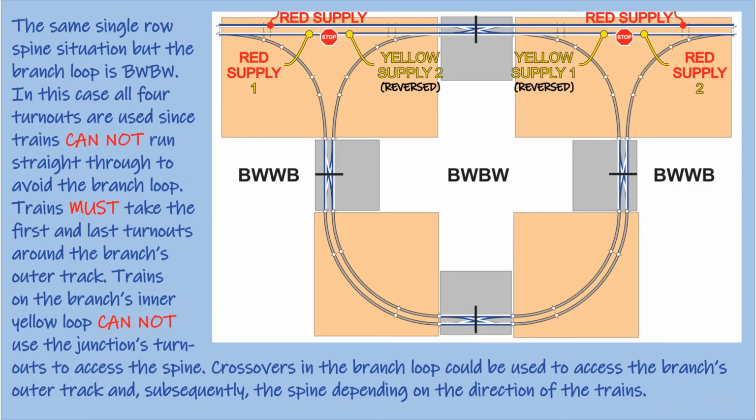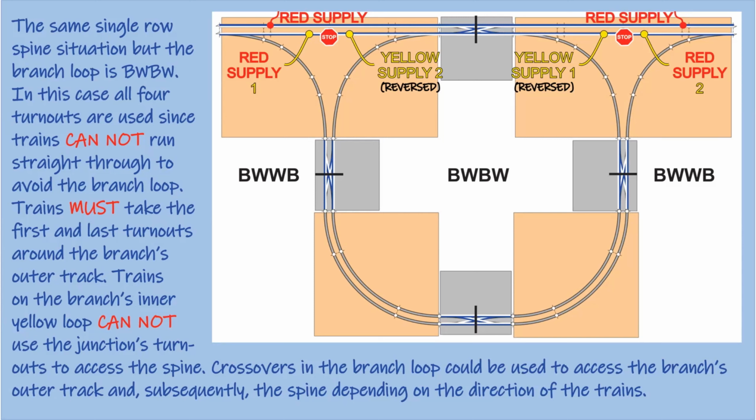Same single row spine situation, but the branch loop is blue, white, blue, white. In this case, all four turnouts are used, since trains cannot run straight through to avoid the branch loop. Trains must take the first and last turnouts around the branch's outer track. Trains on the branch's inner loop cannot use the junction's turnouts to access the spine.